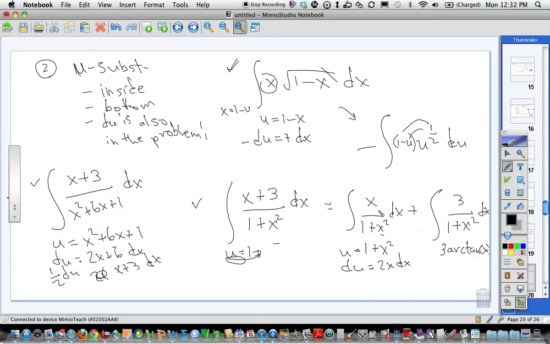Okay? So those are just some of the more difficult or a little more challenging things that happen with U substitution. You know, some U substitutions are just pretty routine. You pick the U, the DU's there, and away you go. These were some of the things that happened to you that were a little more challenging.